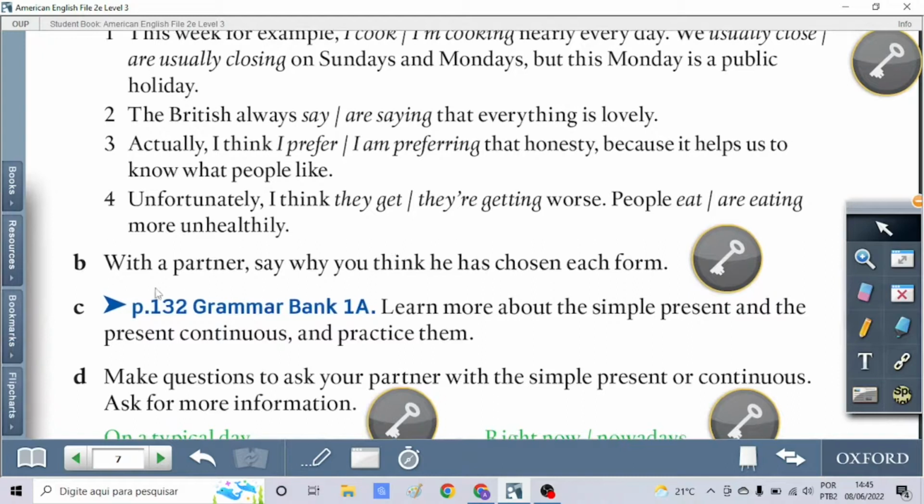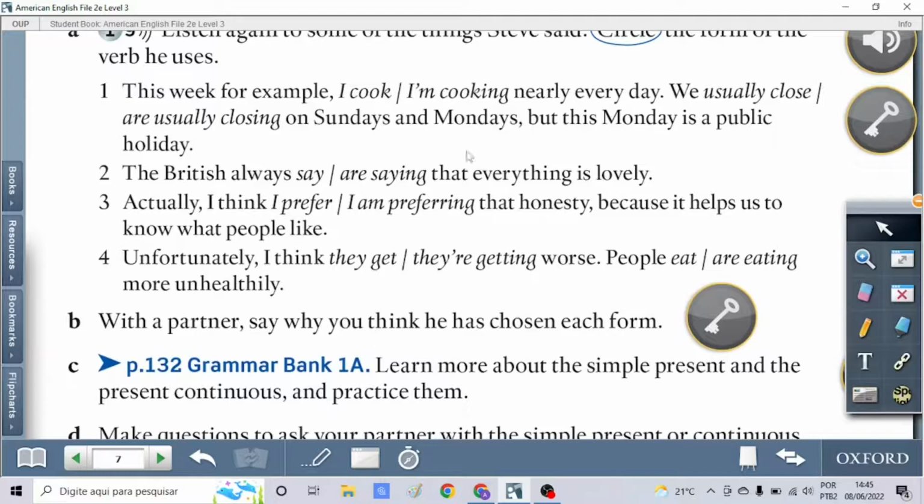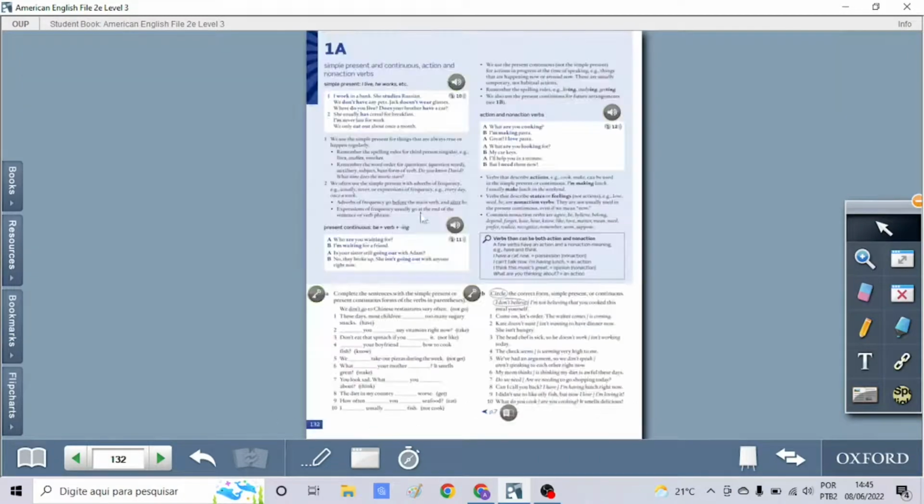Now, with a partner, can you say why you think he has chosen each of these forms? So, for example, here, this week, for example, I cook or I'm cooking nearly every day. So, I'm cooking. Why do you think he used I'm cooking here? So, go on and have a guess. Then you can continue the audio so you can check your answers here at grammar.